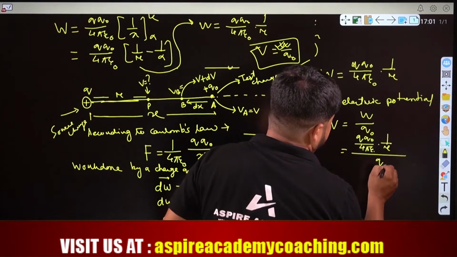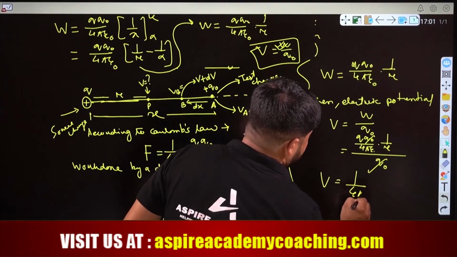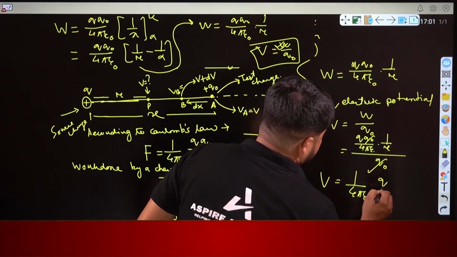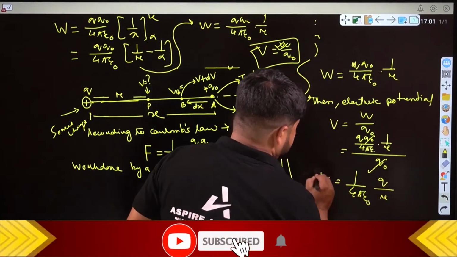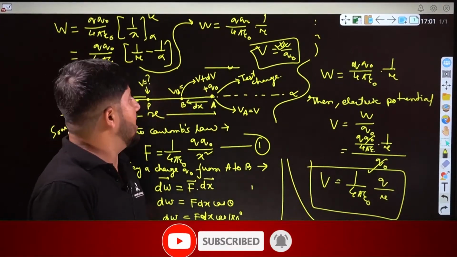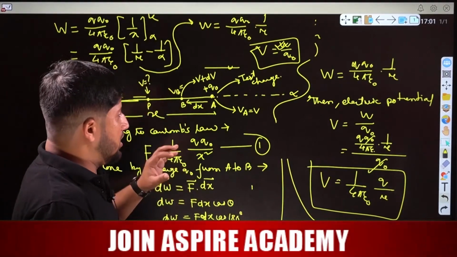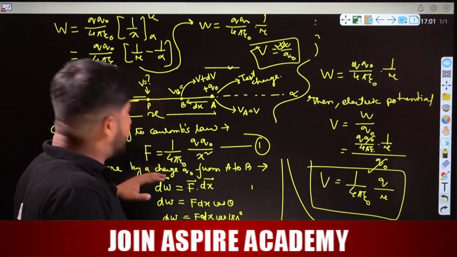So dividing by q naught, this q naught would cancel. So V is equal to 1 by 4 pi epsilon naught times q by r. This is the electric potential due to a point charge. This is the important thing, so you have to cover it up. It is a very important phenomenon.